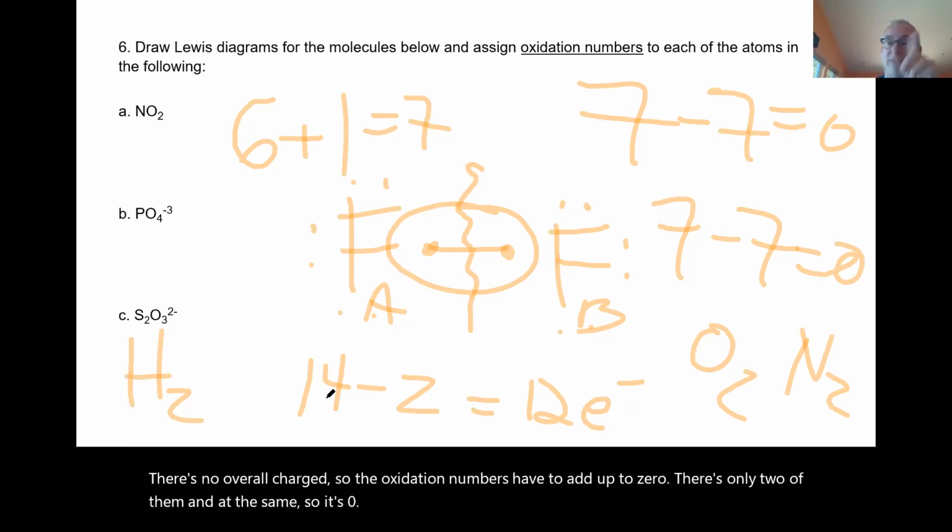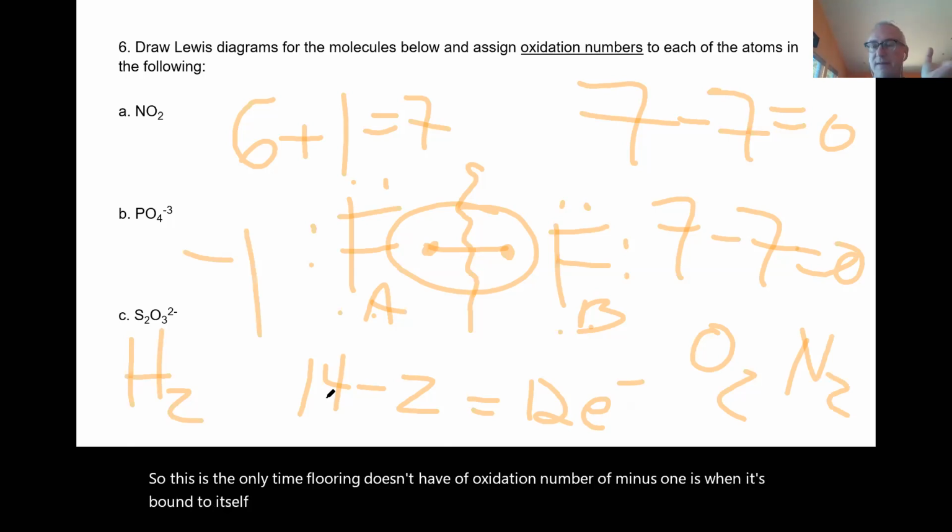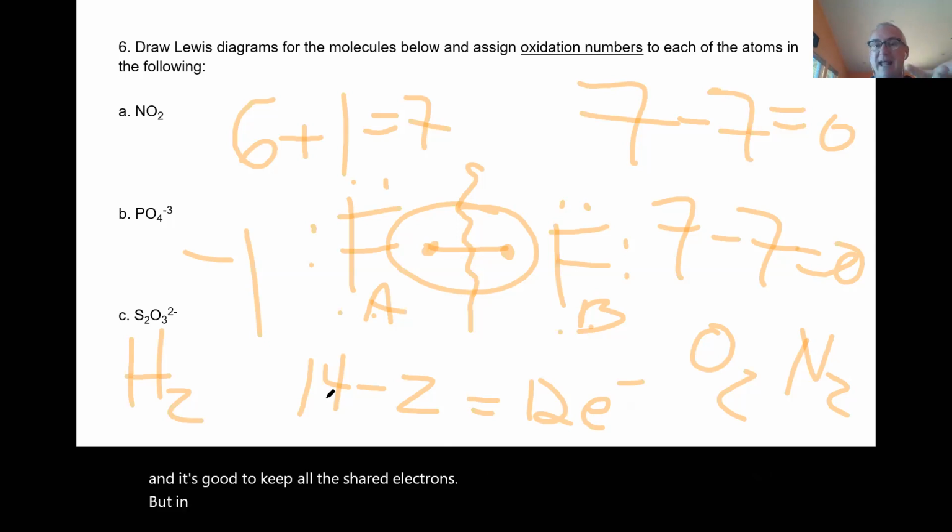So this is the only time fluorine doesn't have an oxidation number of -1, is when it's bound to itself. Every other time, no matter who it's bound to, it has a higher electronegativity, and it's going to keep all the shared electrons. But in this instance, it can't because it's being shared equally. Okay? So I actually gave away the answer for one of them.